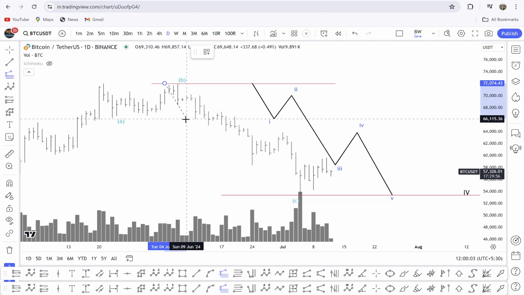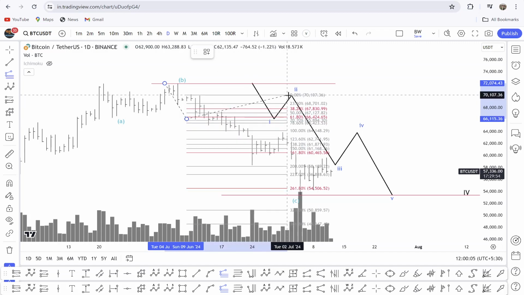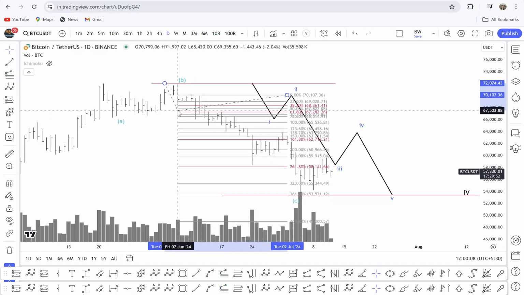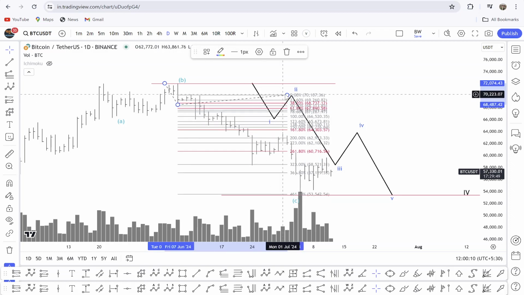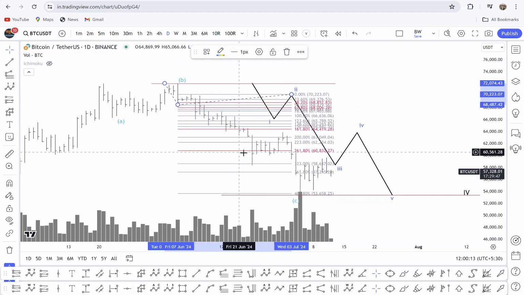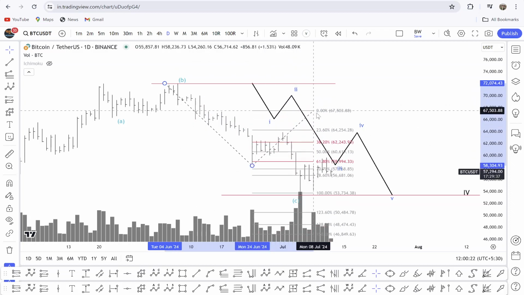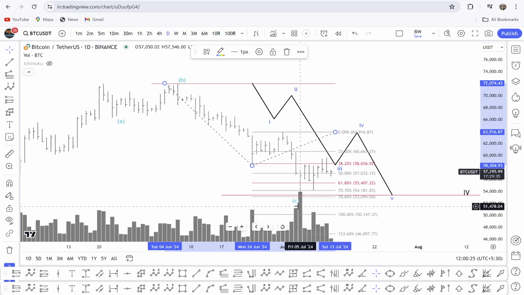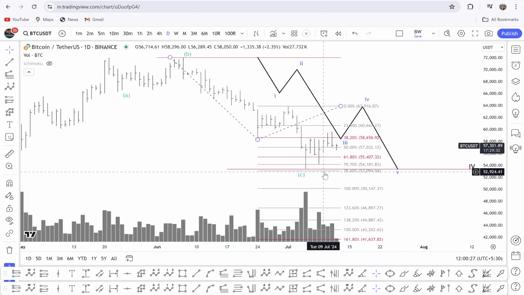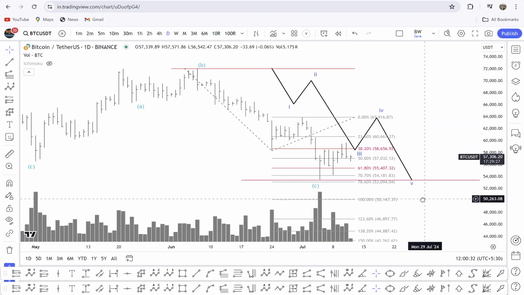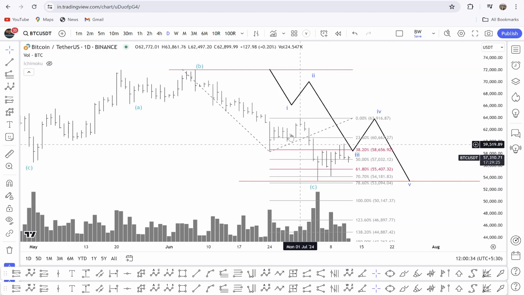This is the first wave. Second, you can put the first wave here also. You see here, this is 323%, which is an extended third wave. And see here, the fifth wave is around 70.7 to 78.6. So this also gives me confidence that we have completed a 5 wave cycle here.